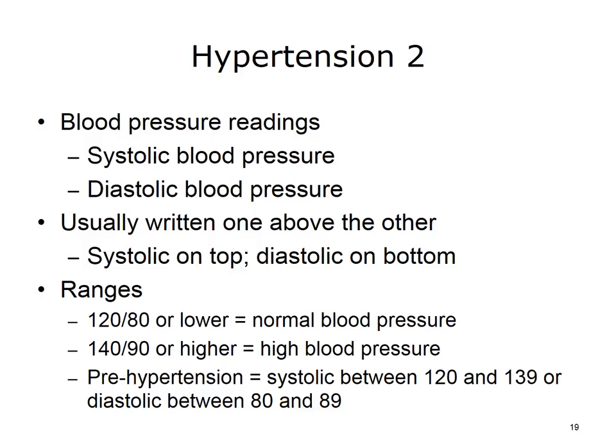A reading of 120 over 80 or lower is considered a normal blood pressure. A reading of 140 over 90 or higher is considered a high blood pressure. A reading between 120 and 139 for the top number, or between 80 and 89 for the bottom number, indicates you have prehypertension.